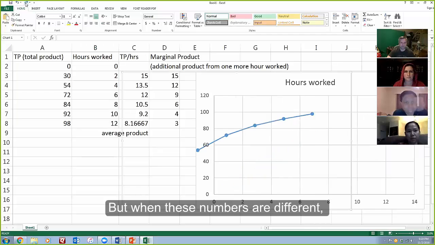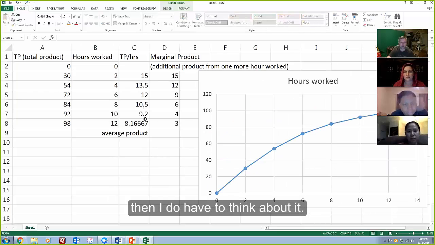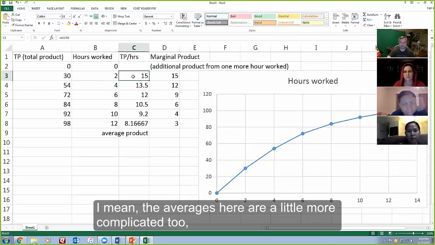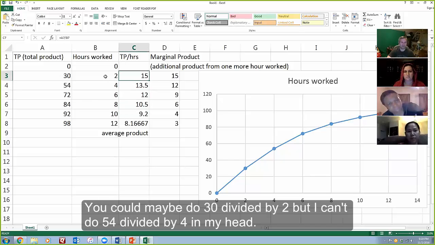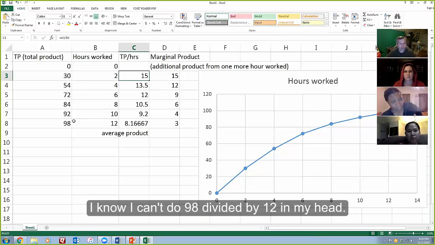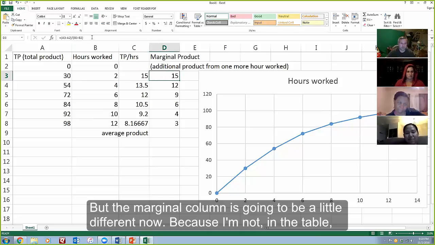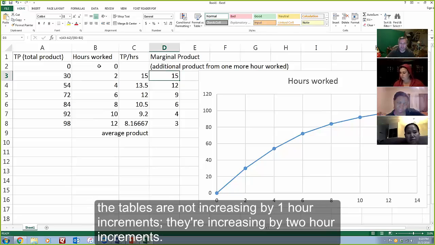But when these numbers are different, then I do have to think about it. I mean, the averages here are a little more complicated too. You could maybe do 30 divided by 2, but I can't do 54 divided by 4 in my head. I know I can't do 98 divided by 12 in my head. But the marginal column is going to be a little different now because the table is not increasing by 1 hour increments. It's increasing by 2 hour increments.